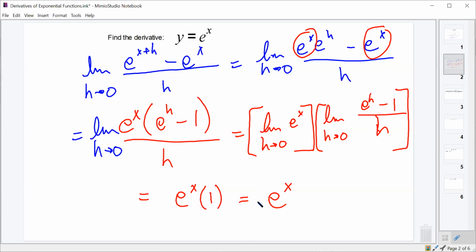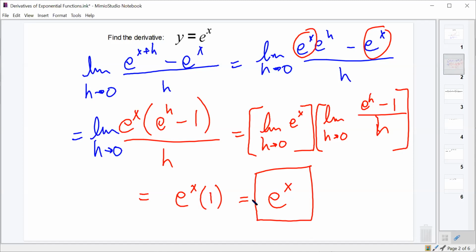So what we've gone through here and said is that the derivative of e to the x is e to the x. Does that seem right? Or have we made a mistake, or is that good? That's right. That is right. Yep. The derivative of e to the x is e to the x.